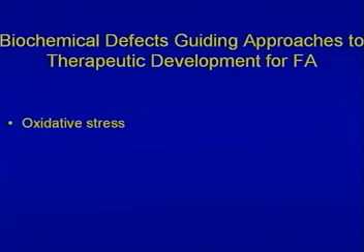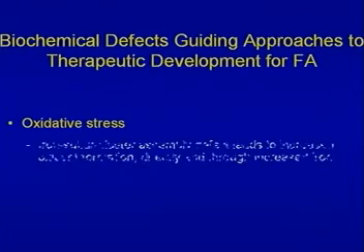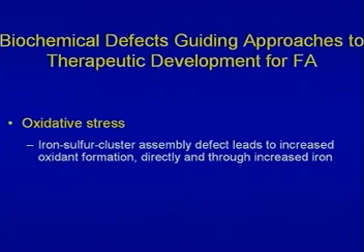Third defect is, of course, oxidative stress, which you've all heard about. This iron-sulfur cluster assembly defect leads to increased oxidant formation directly and through increased iron. So let's look at that.